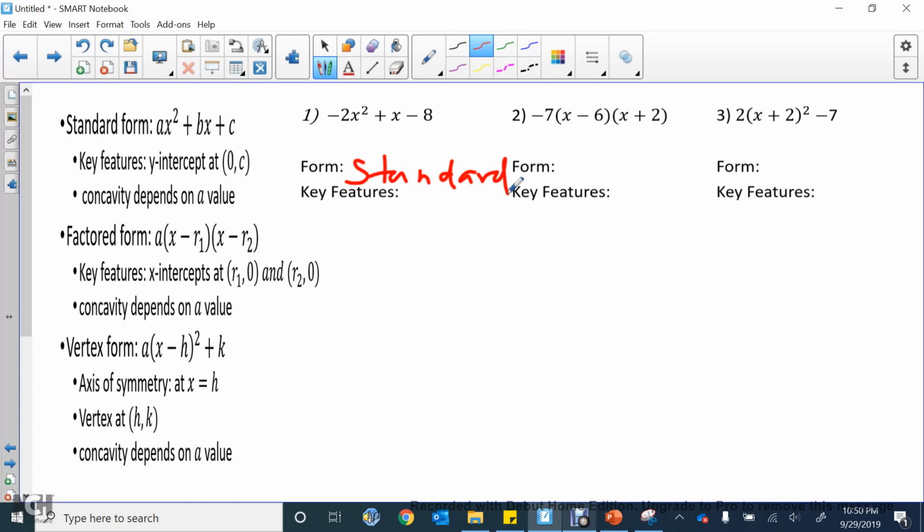Next, we are going to find out the key features. According to our discussion earlier, the key features will be the y-intercept, and whatever the given constant in our equation, that will be our y-intercept. So definitely our y-intercept here will be located at (0, negative 8). For concavity, our a value is negative 2. Definitely, it means it opens downward.